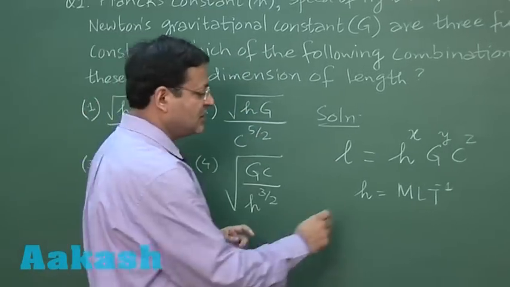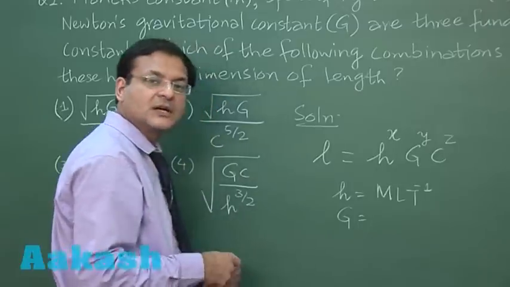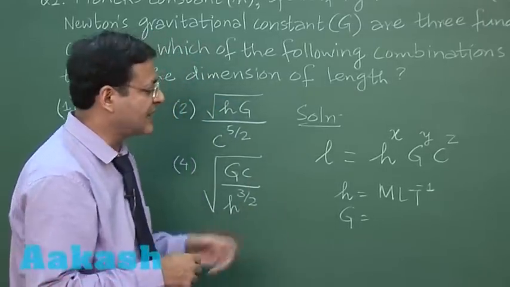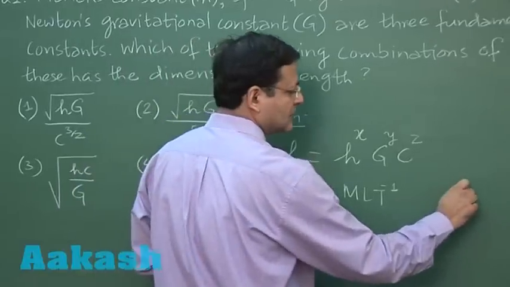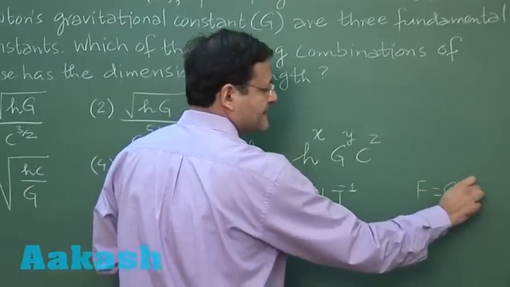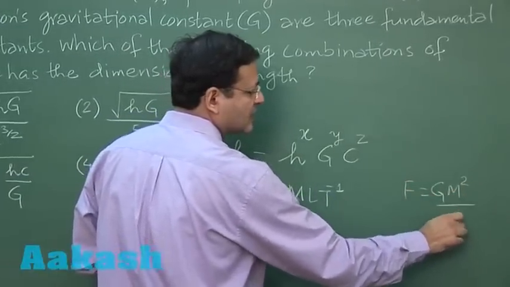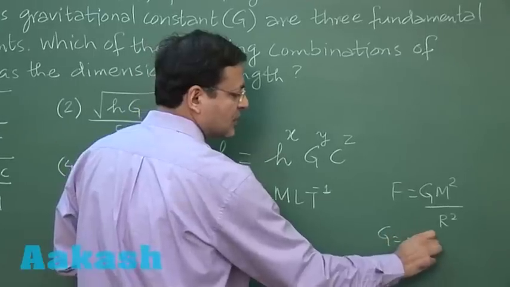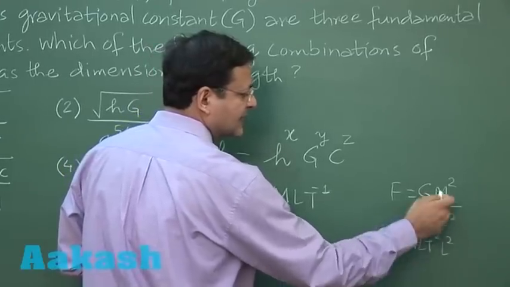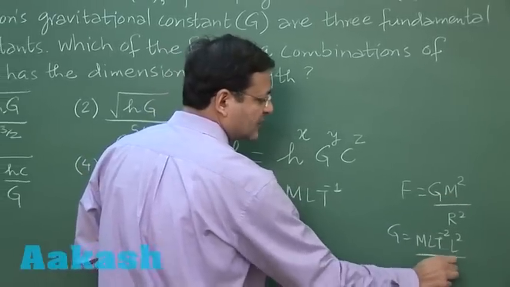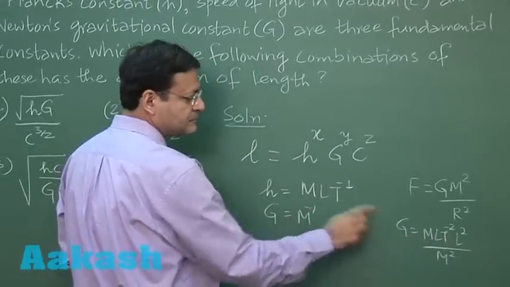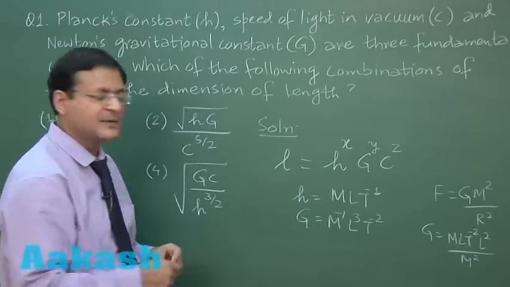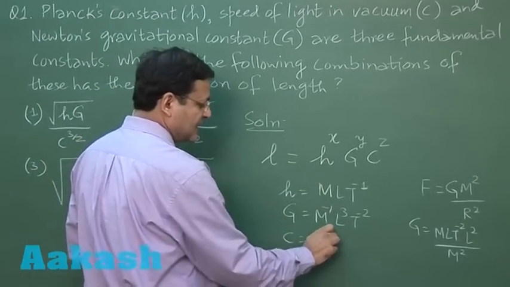What about G? G is governed by Newton's universal law of gravitation, F is equal to G m1 m2 upon r square. So for that you can calculate G: force is MLT^-2, this is L^2 and then M^2 is here. So ultimately it will be M^-1 L^3 T^-2, isn't it? And c is the speed of light, so c will be written as LT^-1.